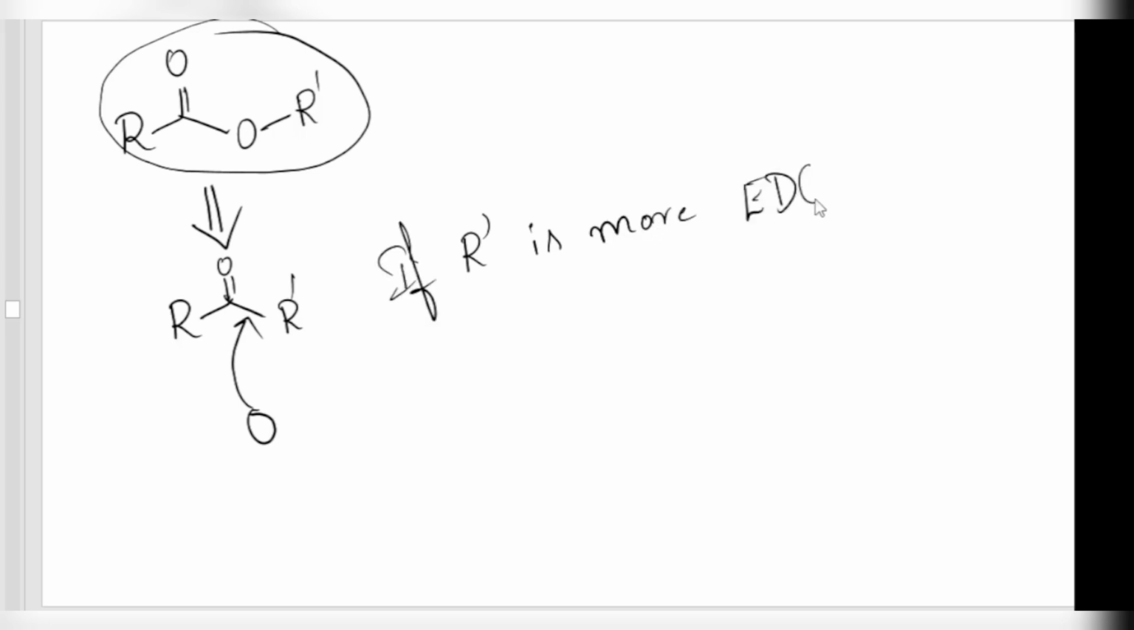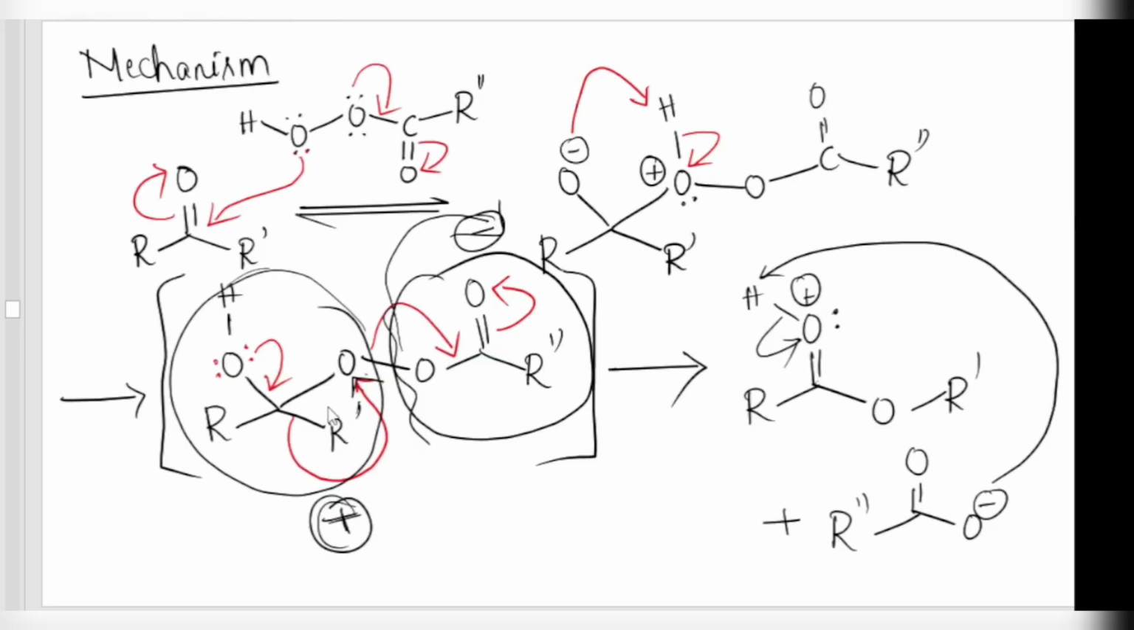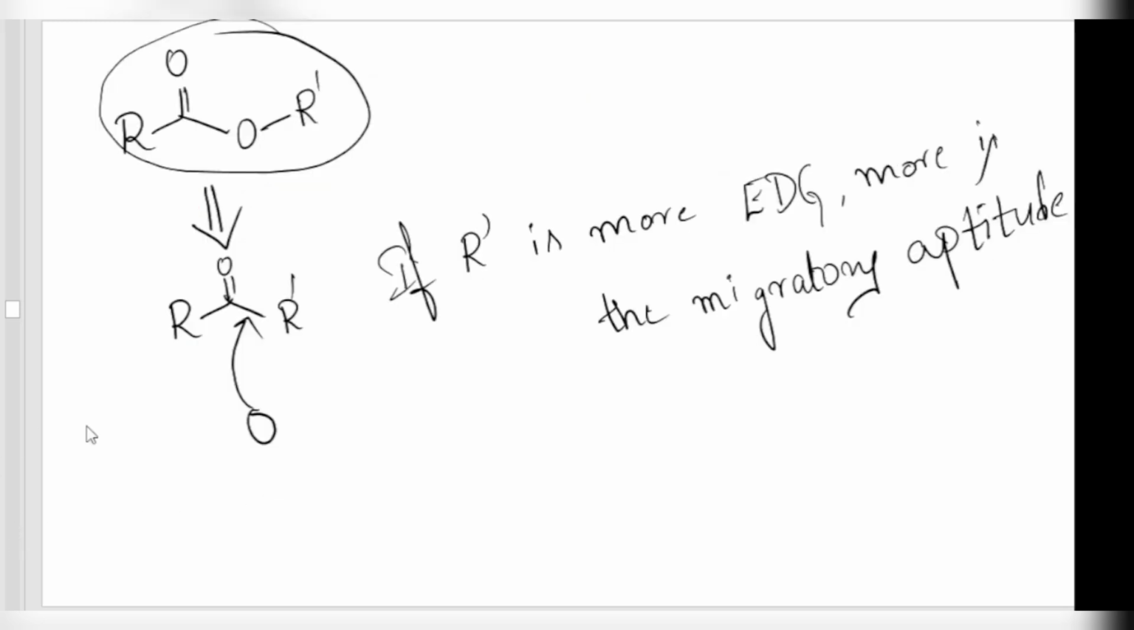is a more electron donating group, the greater is the migratory aptitude. That means it has a greater tendency to migrate over this particular oxygen. If R prime is a more electron donating group, definitely this one will migrate rather than this R. Suppose R prime is electron withdrawing, then this group will not migrate. Rather, this R group, whatever it is, will migrate. Like that we can observe.